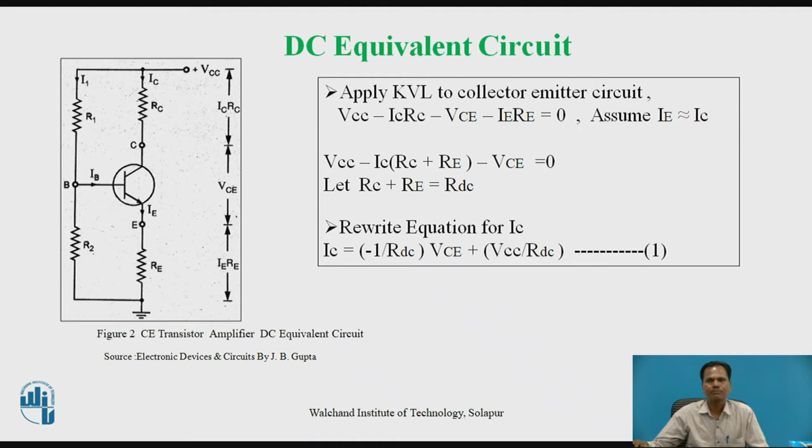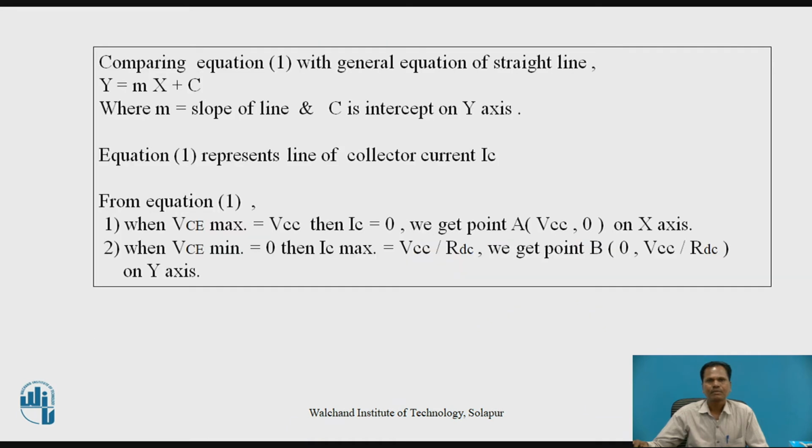Let this be equation number 1. Let us compare equation number 1 with the general equation of a straight line, that is given by y equal to mx plus c, where m stands for the slope of the line and c stands for the intercept on the y-axis. So equation number 1 represents the line of the DC collector current IC, that is the output collector current.